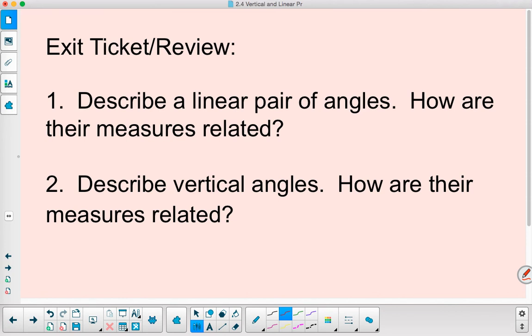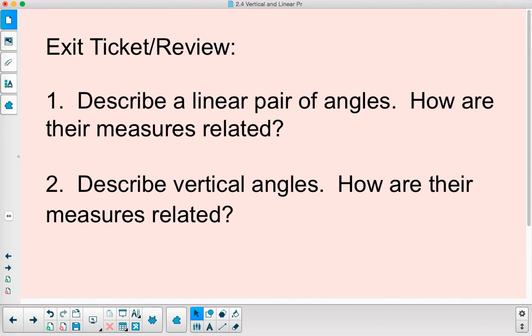Now the answers, a linear pair are two adjacent angles, so side by side, that together make a complete line. When you go from one ray all the way through both angles to the other ray, it makes a straight line. How are their measures related? They are supplementary, meaning they add up to 180 degrees.